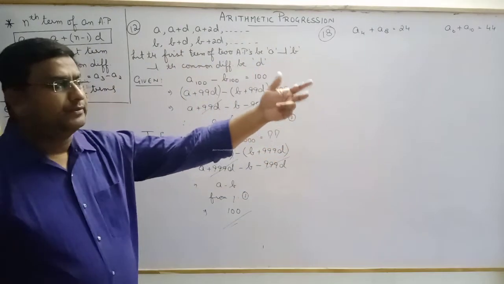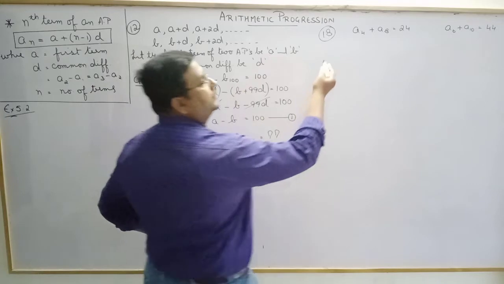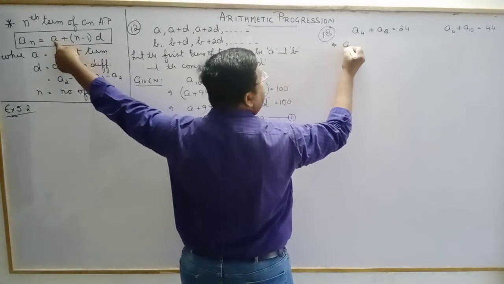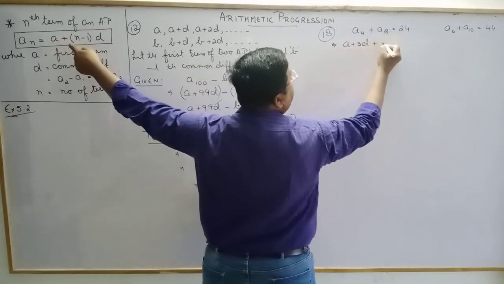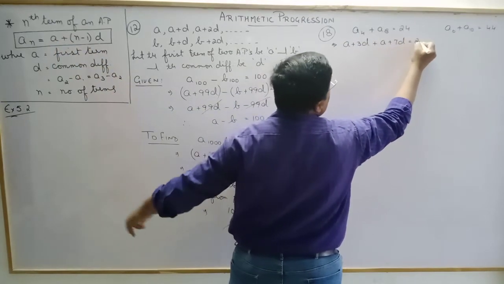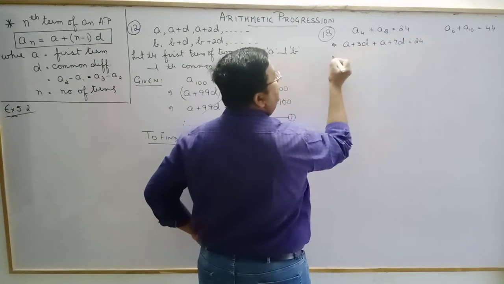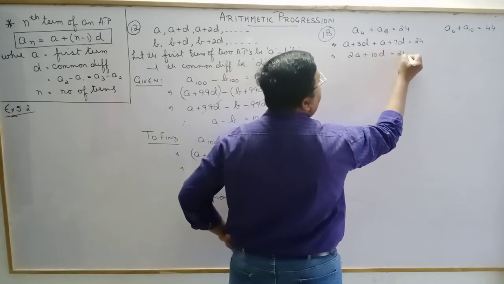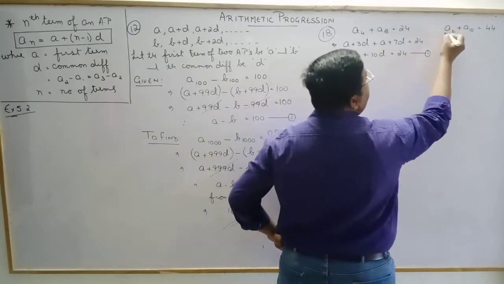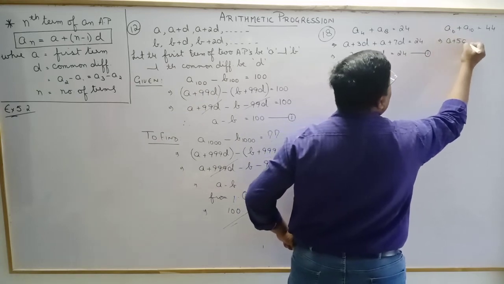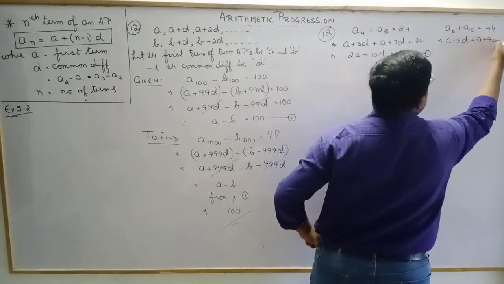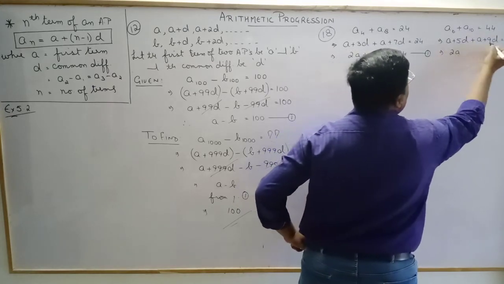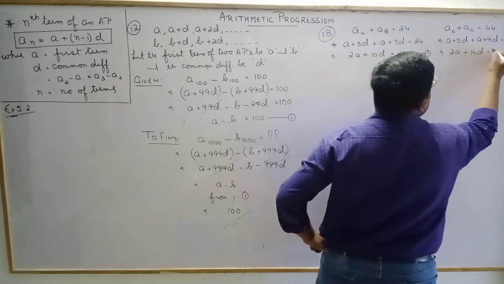So A plus D, A plus 2D, we need A and D. Can we simplify both of them? How do we write the 4th term? We are about to finish the exercise. A plus 3D. 8th term, A plus 7D is equal to 24. A plus A, 2A. 3D plus 7D, 10D is equal to 24. Equation number first. 6th term, A plus 5D. 10th term, A plus 9D is equal to 44. A plus A, 2A. 5D plus 9D, 14D is equal to 44.